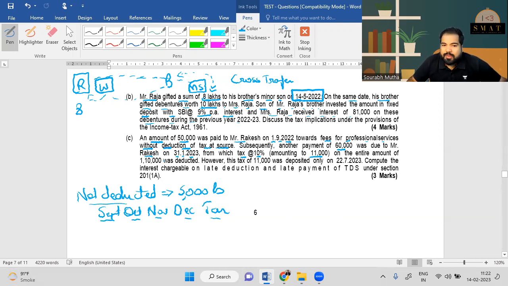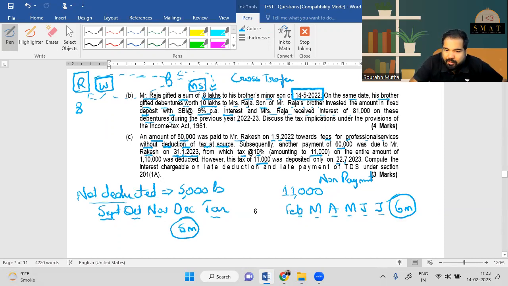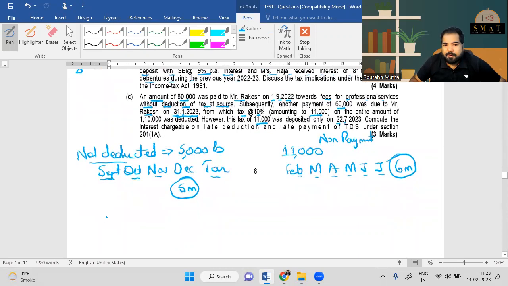Now this 11,000 was deducted in the month of Jan, should have been paid by 7th Feb, but this 11,000 was finally paid on 22nd July. So on this 11,000, there is non-payment. You should have paid in February, but you paid in July. So Feb, March, April, May, June, and July. 1, 2, 3, 4, 5, 6 months delay here, 5 months delay there. We'll have to calculate the interest. Let's see how the interest is calculated.